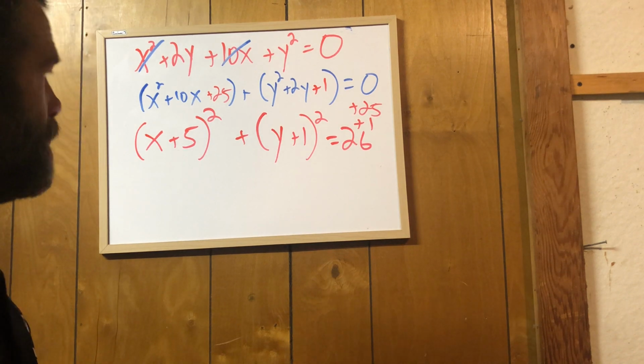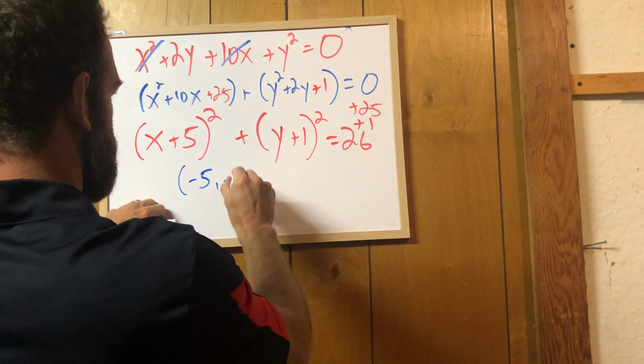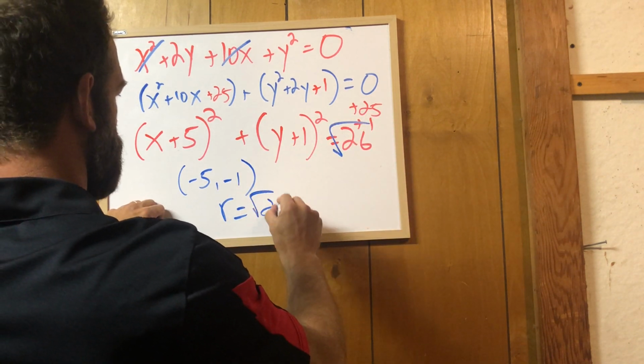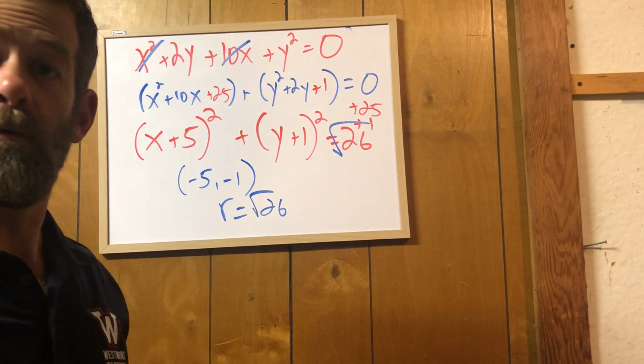Okay, now, what's your center? Negative 5, negative 1. What is your radius? Whatever the square root of 26 is, which is like 5.1. Then you graph it. That's simple.